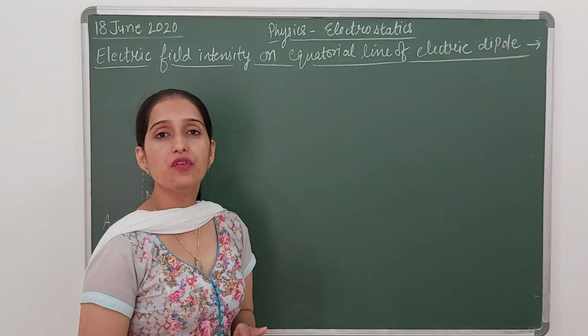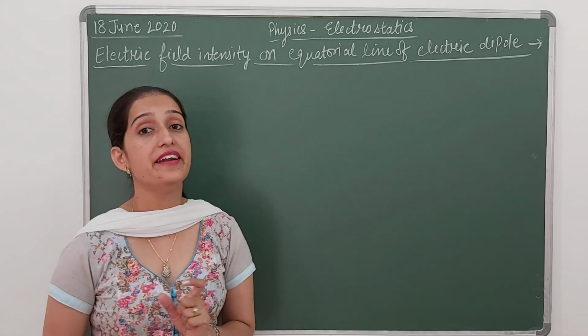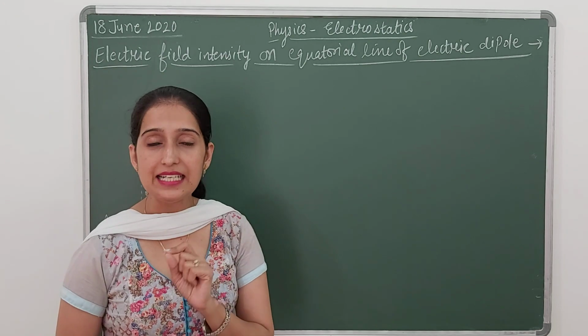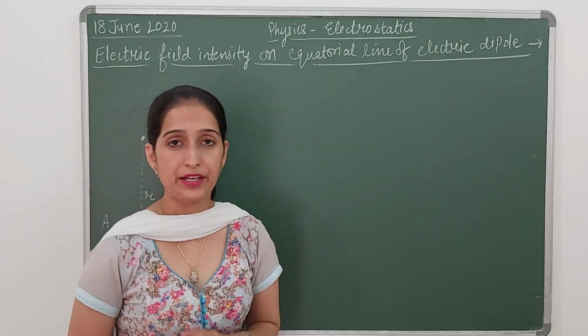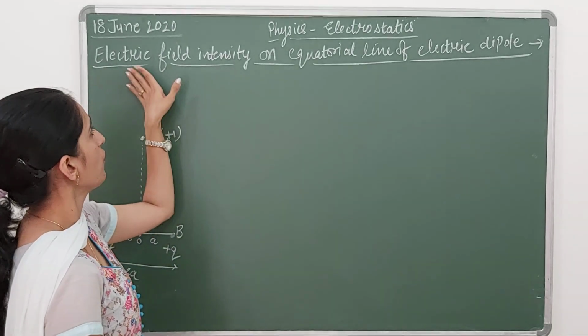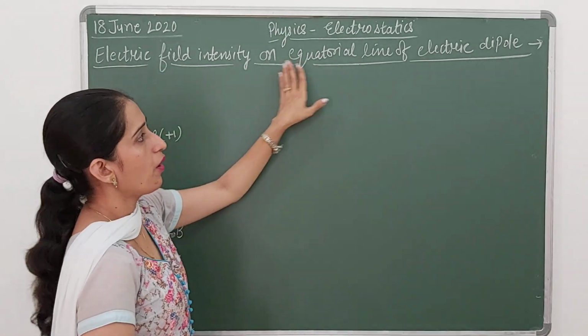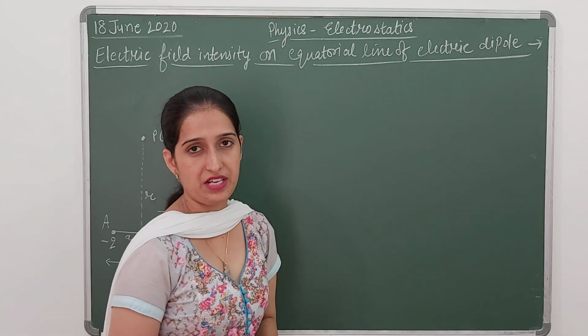In our last video, we discussed electric field intensity on the axial line of an electric dipole, and today we are going to discuss electric field intensity on the equatorial line of an electric dipole.